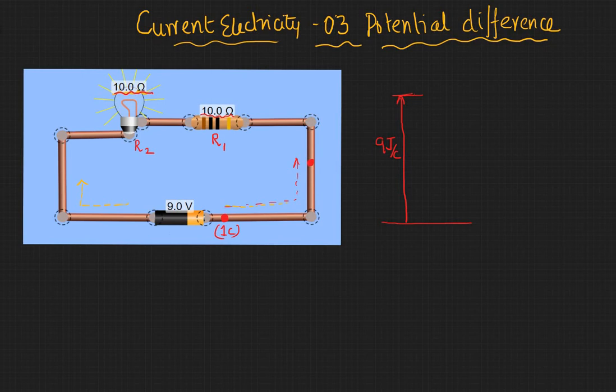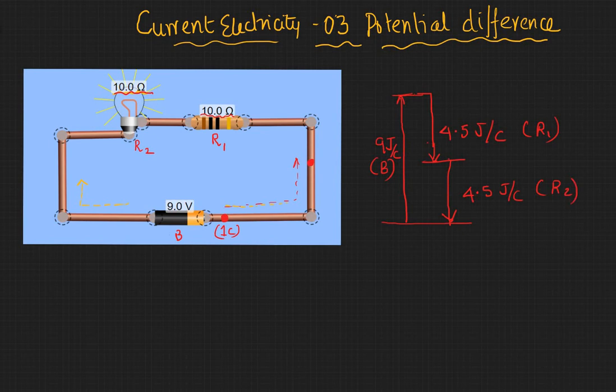So with that caveat, as this 1 coulomb passes through R1, since these are both the same, 10 and 10, it loses half its energy in the form of heat. So it loses about 4.5 joules per coulomb across R1. This is across the battery, right? You label everything, and as it passes through the next resistance, it loses another 4.5 joules per coulomb through R2.